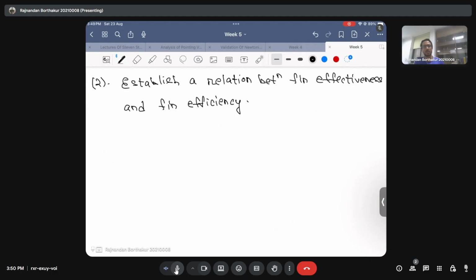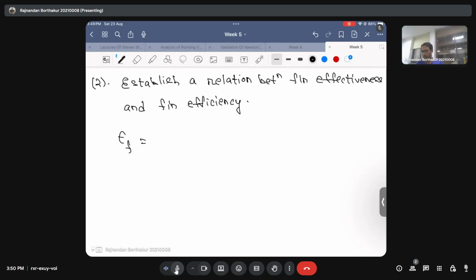Okay, so let's have a look at the second problem. In the second problem, they're asking us to establish a relationship between fin effectiveness and fin efficiency. So let's look at how we can relate this fin effectiveness and fin efficiency, the two performance parameters of the fin. For that, let's see first what is fin effectiveness.